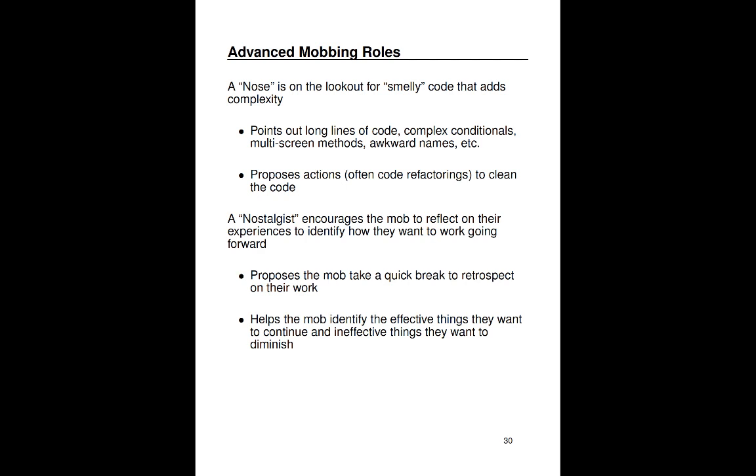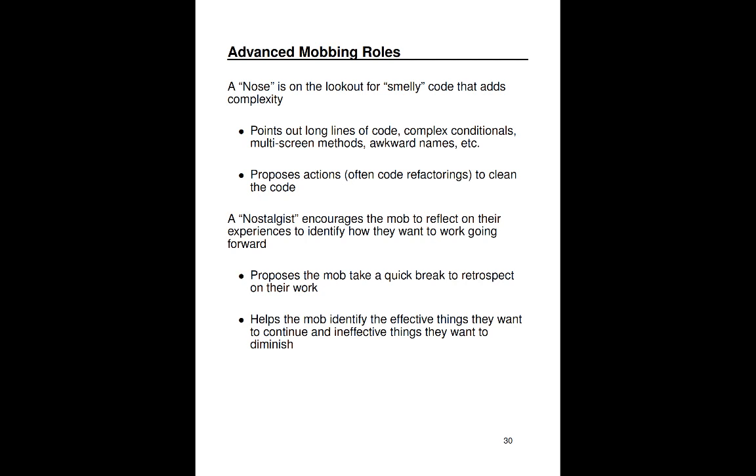A nose on the mob is on the lookout for smelly code that adds complexity. So the nose will do things like point out long lines of code or a conditional that ends up getting more and more complex, methods that are multiple screens long, names that don't make any sense any longer, things like that. And the nose will propose that action be taken to clean up the code, refactoring or maybe even removing things that don't make sense anymore.